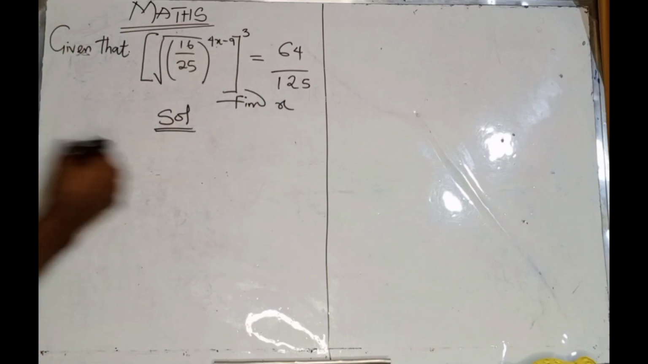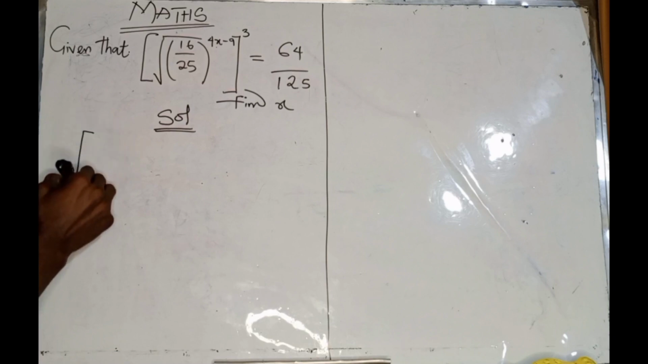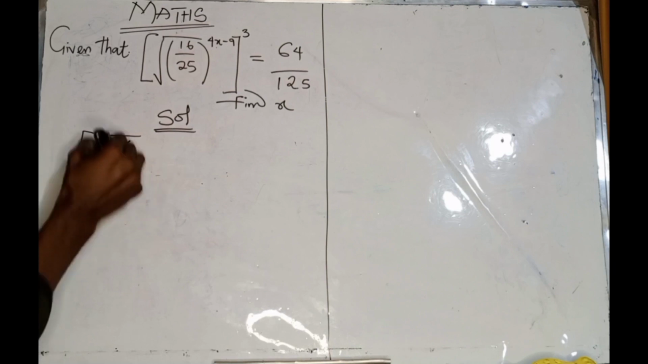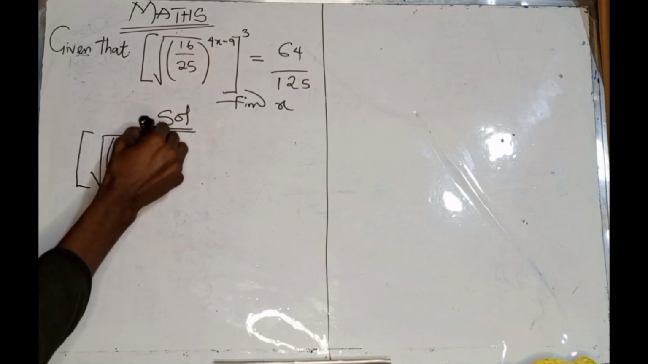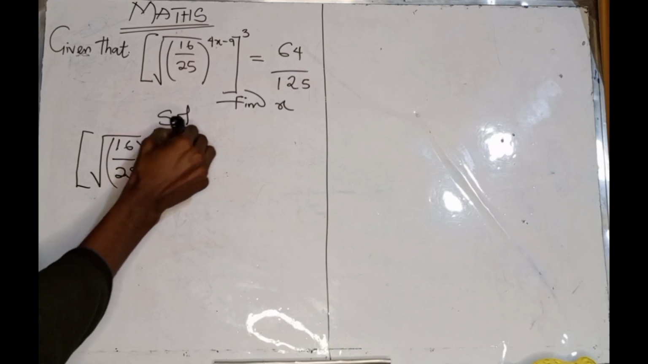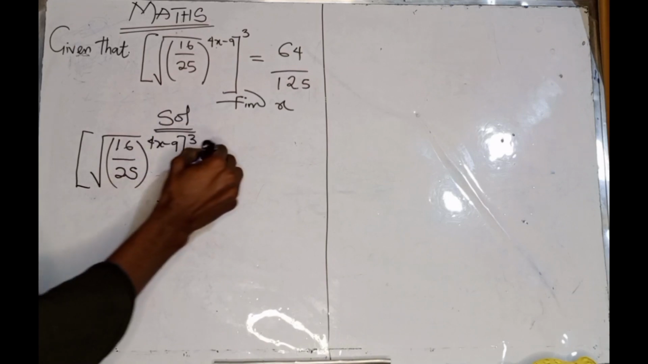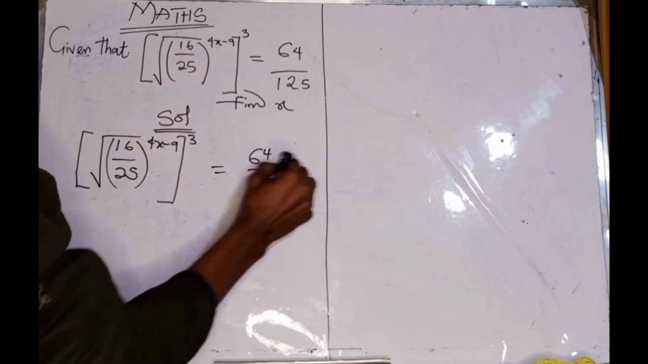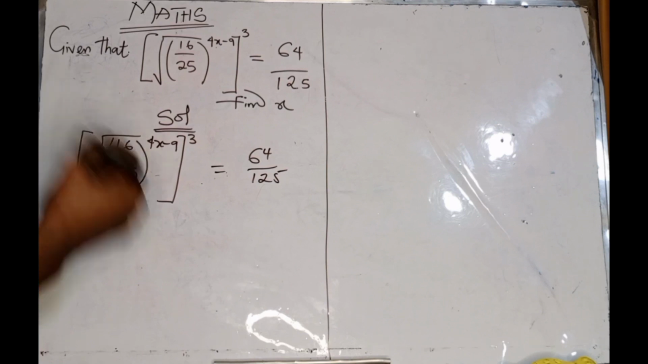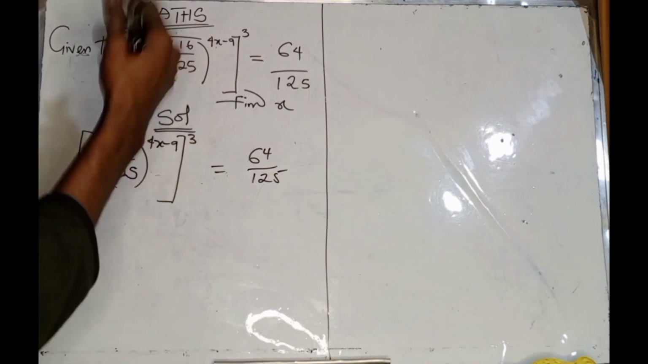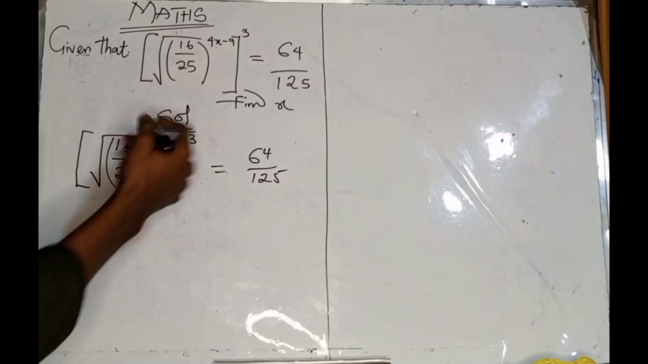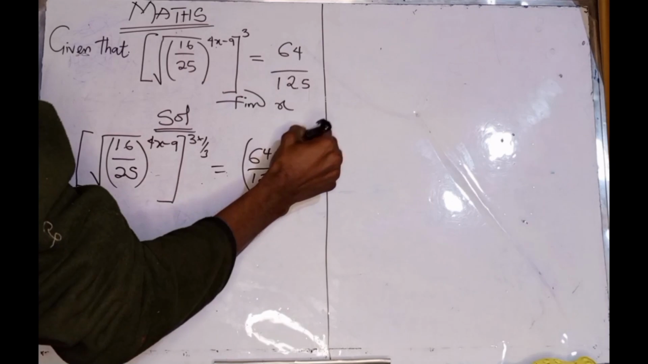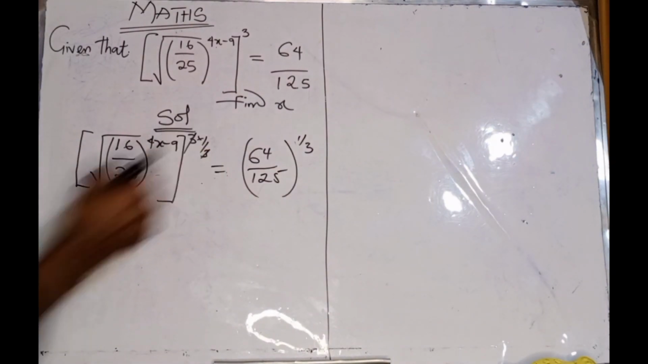Now let's go. By taking the cube root of both sides, I write the question again. I have the square root of 16 over 25, all raised to the power 4x minus 9, raised to the power of 3, is equal to 64 over 125. Now I want to take the cube root of both sides. I can equally do that by multiplying the powers by 1 over 3, so this 3 here can cancel this 3.